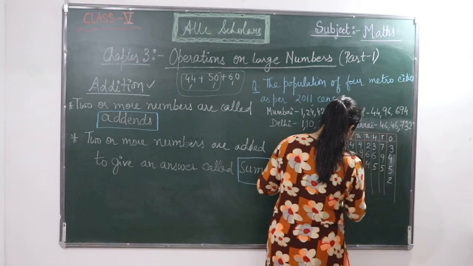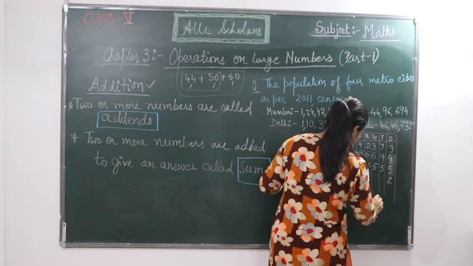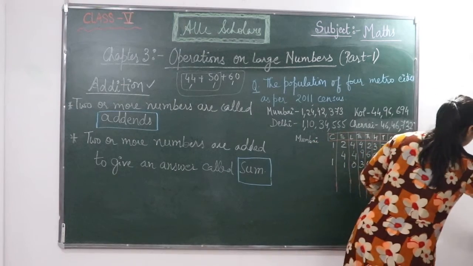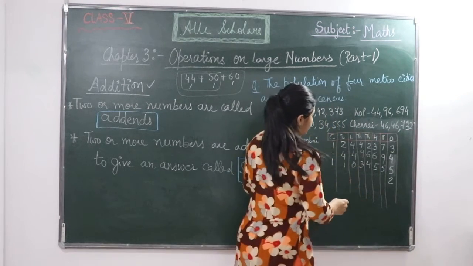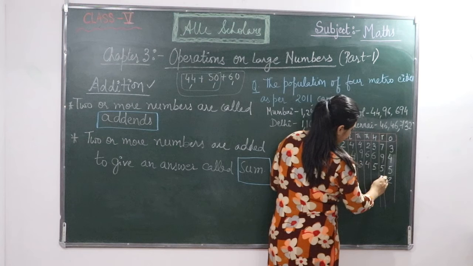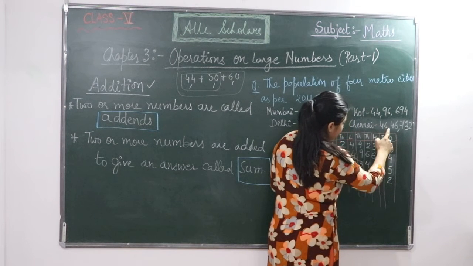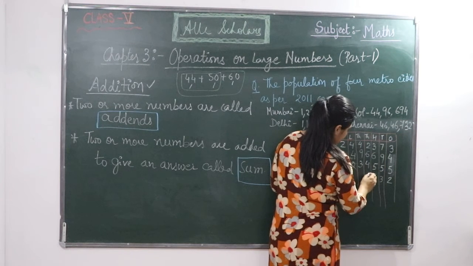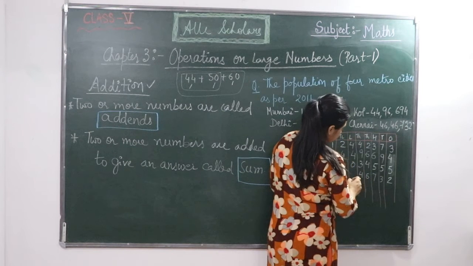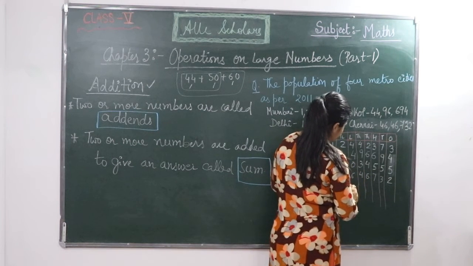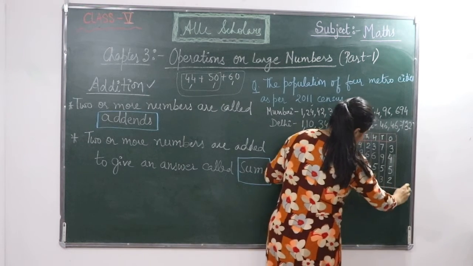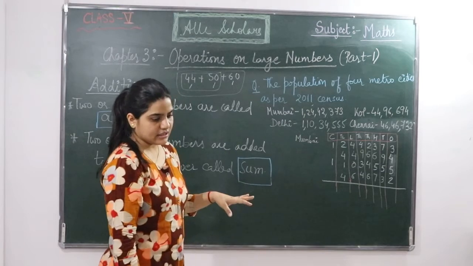Now it will be easy for you to do the addition. So 2 comes at ones, 3 goes at tens, at hundreds goes 7, 6 goes at thousands, 4 goes at ten thousands, 6 again goes at lakh, and at ten lakh goes 4. Now we have to find the addition of all these.